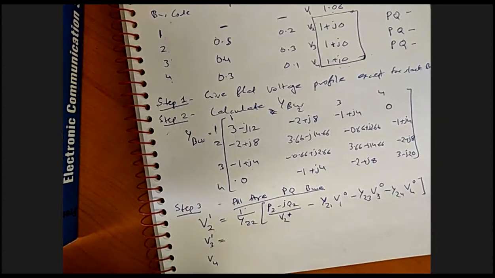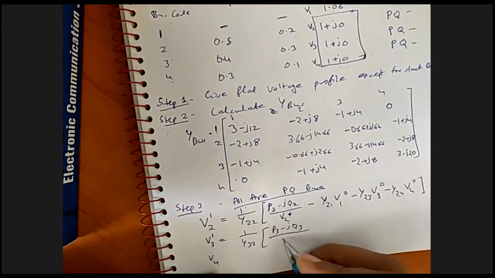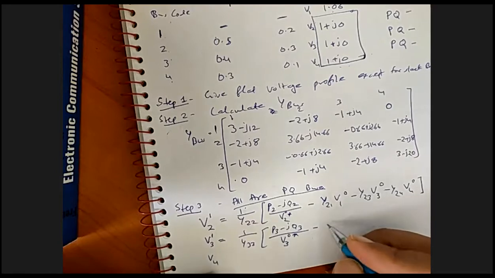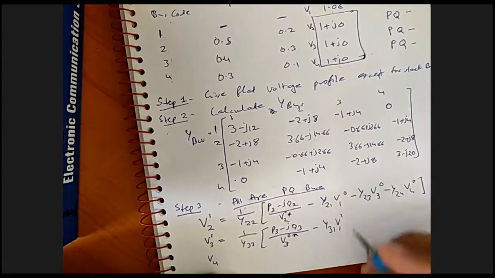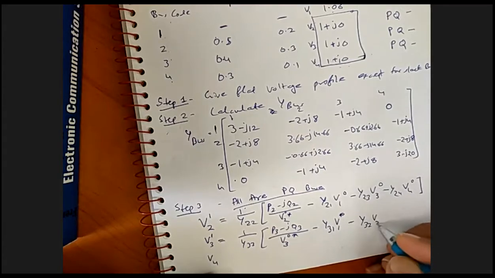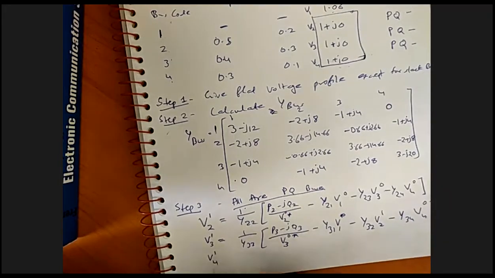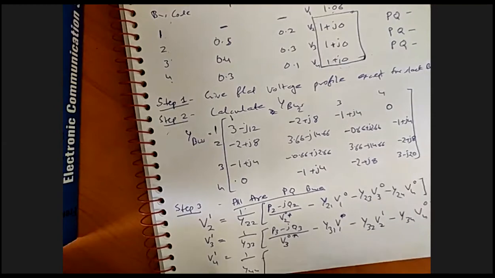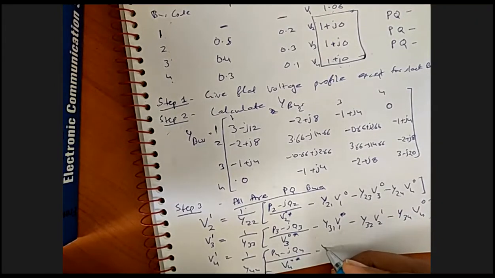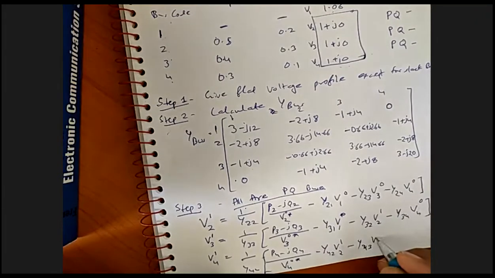V3 at iteration 1 will be 1 upon Y33 times P3 minus JQ3 divided by V3 star, minus Y31 V1, minus Y32 V2, minus Y34 V4. And V4 at iteration 1 will be 1 upon Y44 times P4 minus JQ4 divided by V4 star, minus Y42 V2, minus Y43 V3.